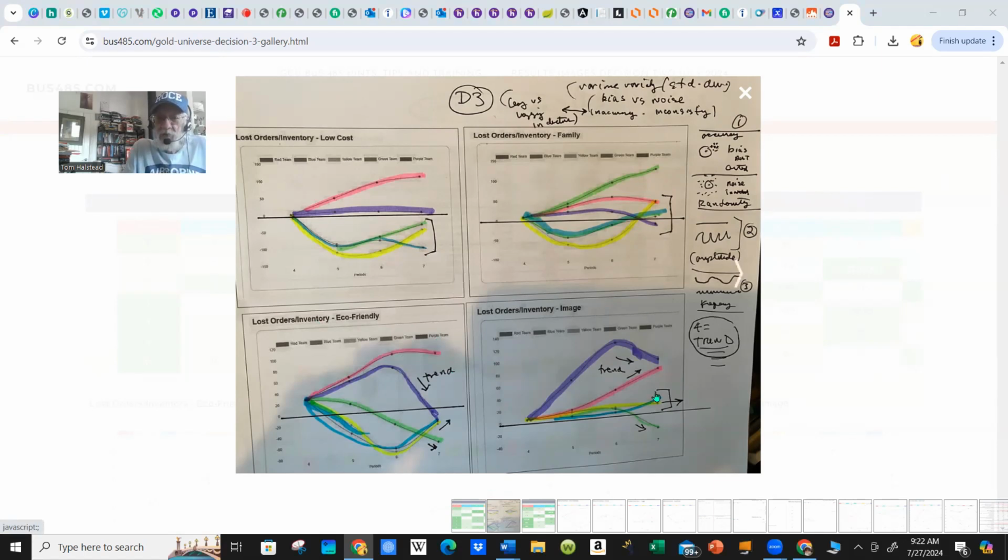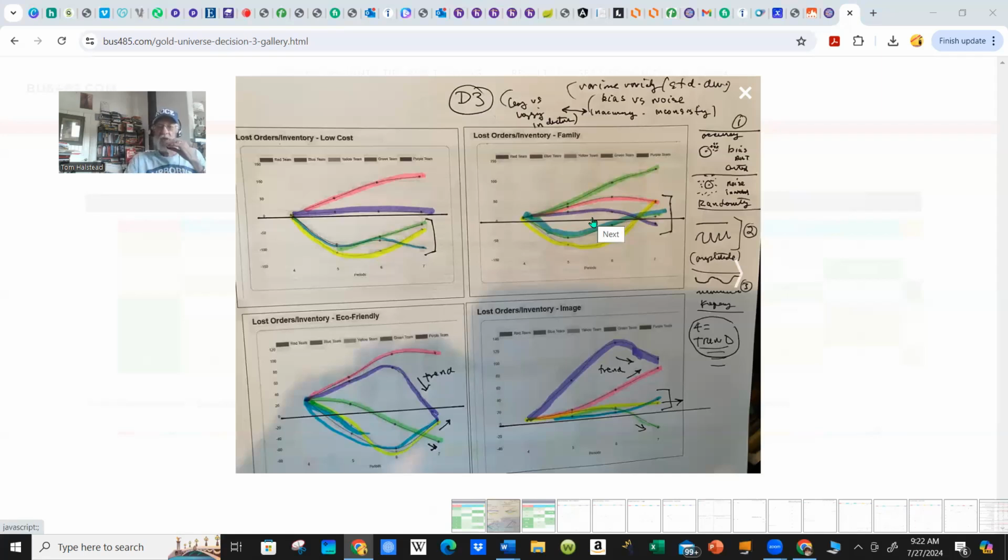Excuse me, in terms of, all right, this is loss orders over inventory. You see right away, I always draw a 0 line just because that's our ideal. And then you look at the line and you say, oh my gosh, everybody, green got in a little bit of trouble with building inventory, but look at how close everybody is to the 0 line.